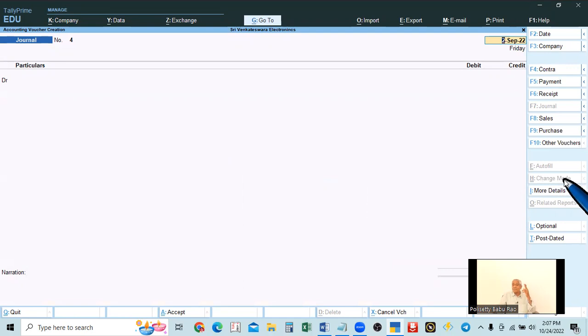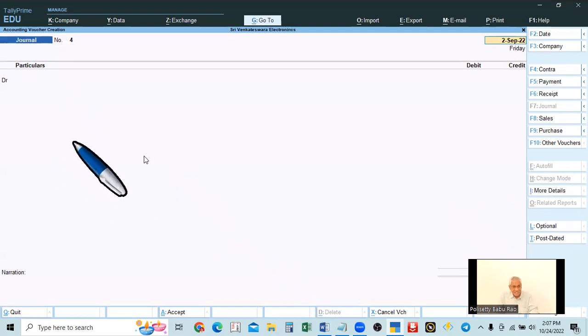In the case of receipt and payment, we are taking voucher mode. In the case of contra also, it is voucher. So in the case of the 3 accounting vouchers, we are selecting change mode, and in the change mode, we are selecting voucher mode. In the case of purchase, sales, debit note, credit note, in the change mode button, Control H, we are selecting item invoice.